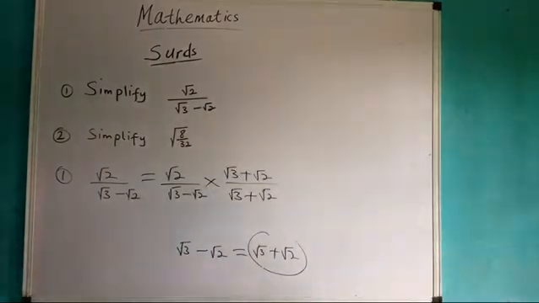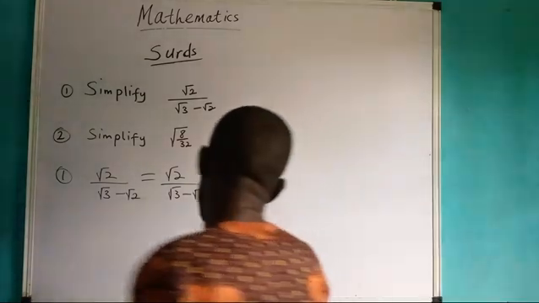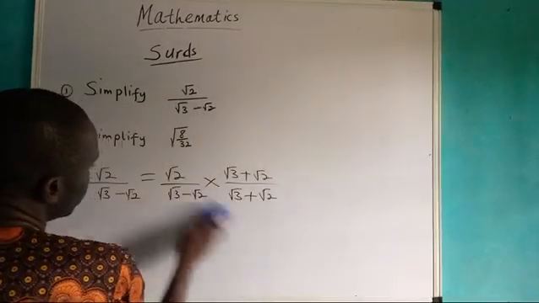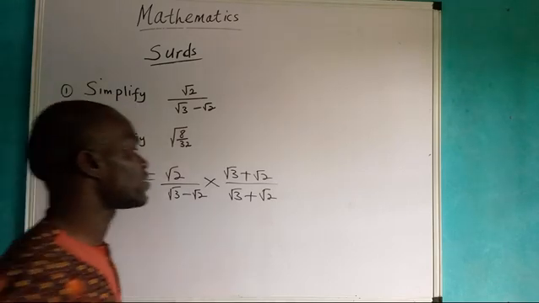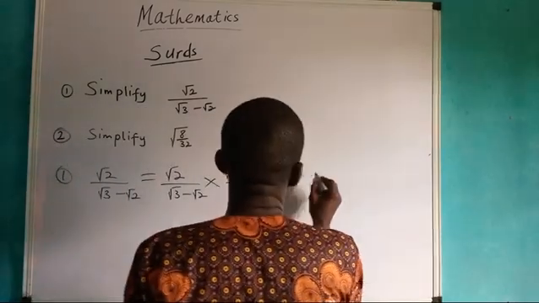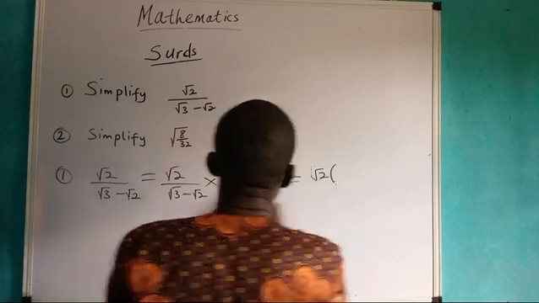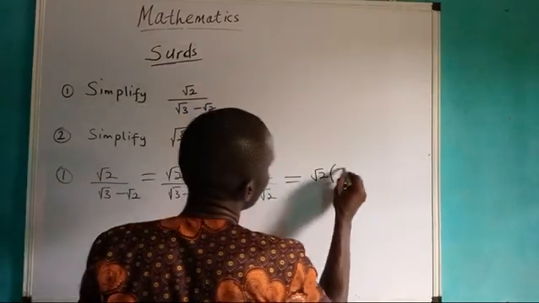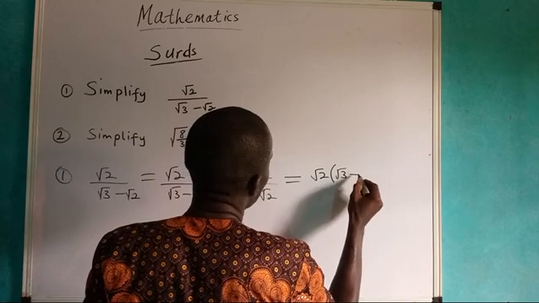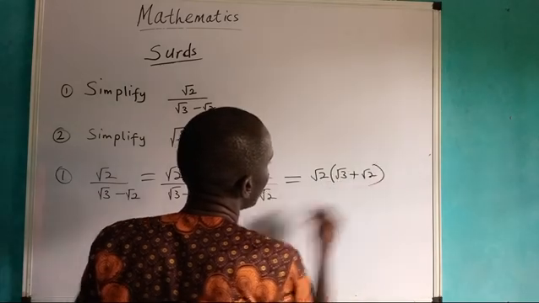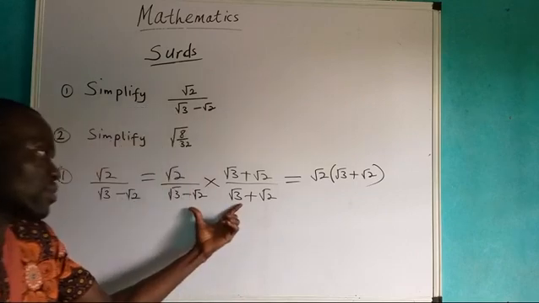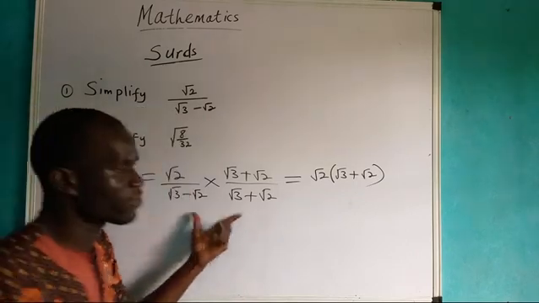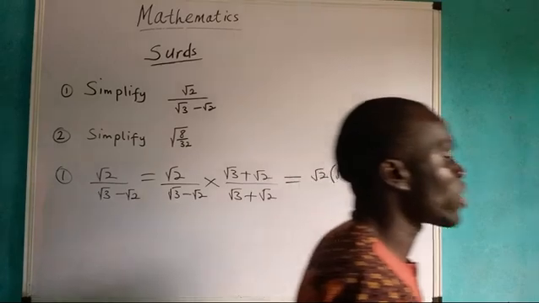Now what can we do? We need to move further and resolve further. To do this, we need to multiply the numerators and also multiply the denominators. For the numerator, we have root 2 multiplied by root 3 plus root 2. That is what we have there. The denominator is a difference of two squares. Now we have to expand it.